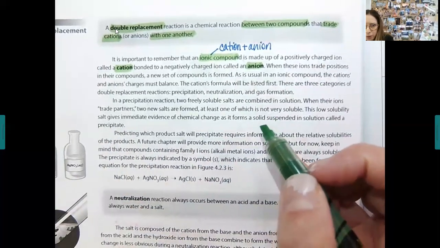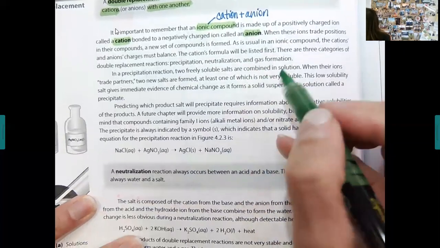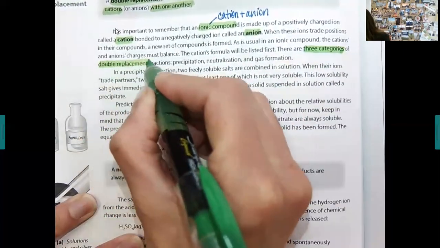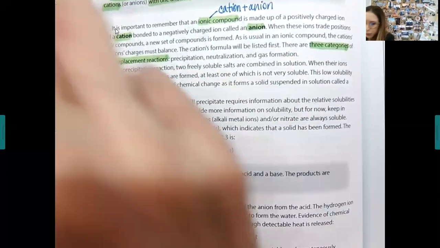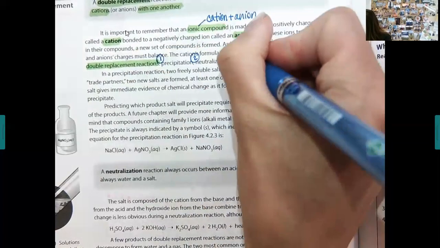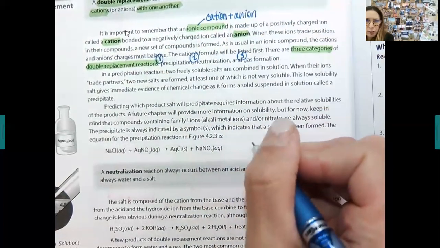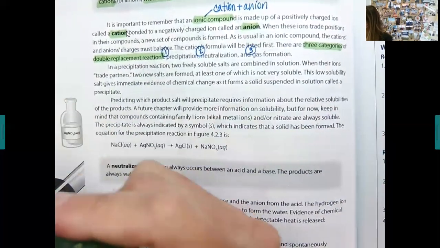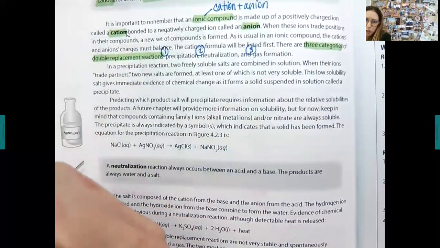Okay, now, there are 3 categories of double replacement reactions. The first one is a precipitation, the second one is a neutralization, and the third is gas formation. So when we're talking about, and I'm going to highlight these in different colors just so that they stand out.